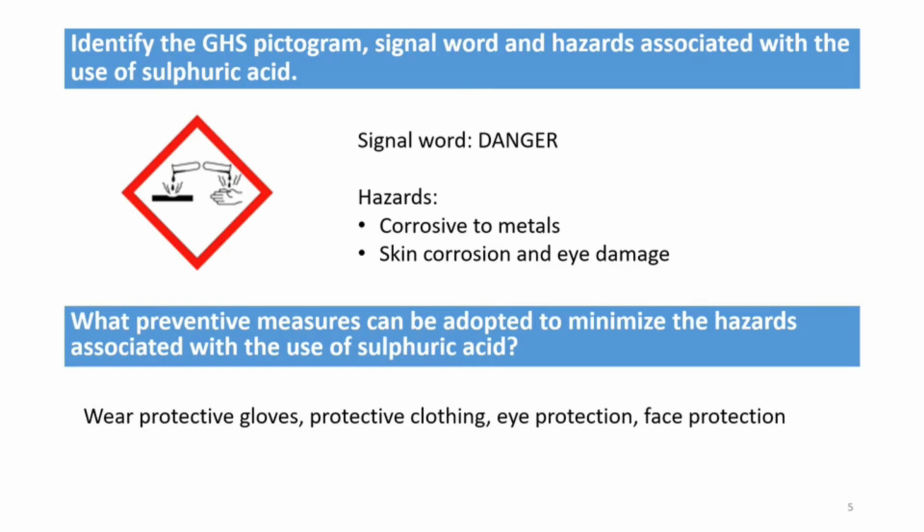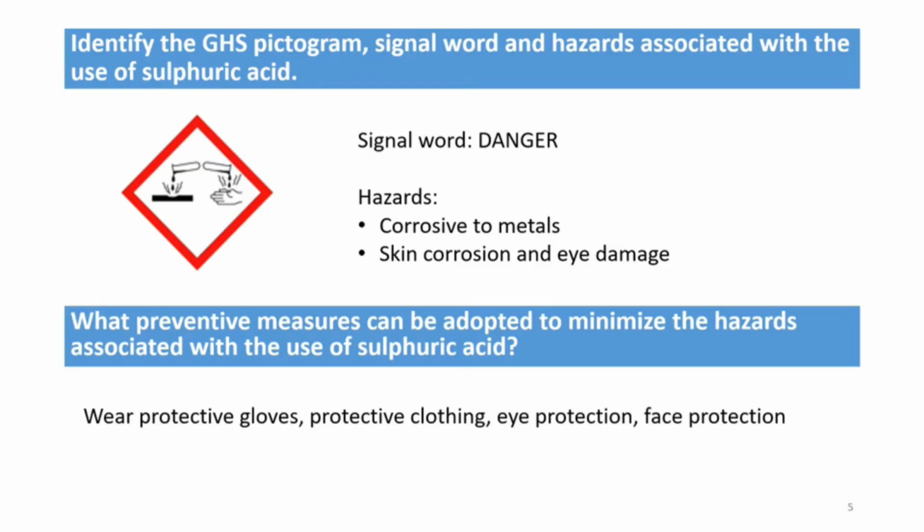Next question. Identify the GHS pictogram, signal word, and hazards associated with the use of sulfuric acid. Based on the SDS document, the GHS pictogram used is corrosive. Signal word is danger. Hazards include corrosive to metals, skin corrosion, and eye damage.